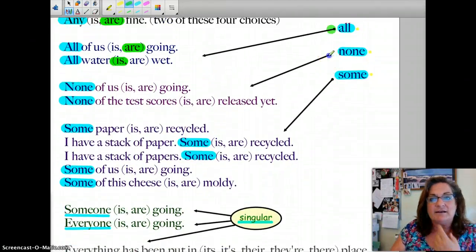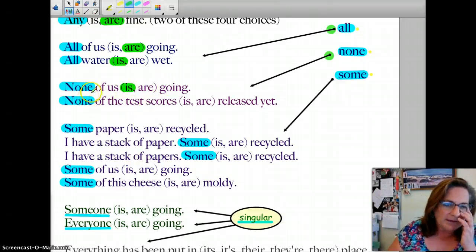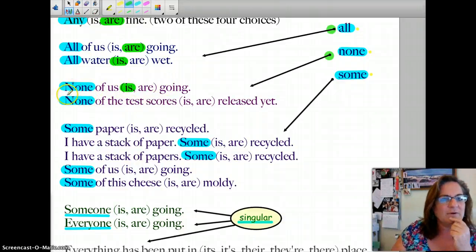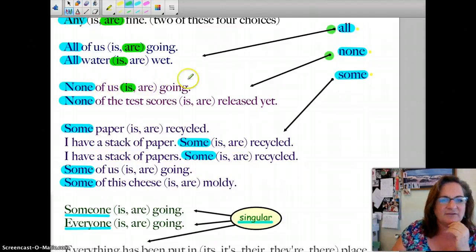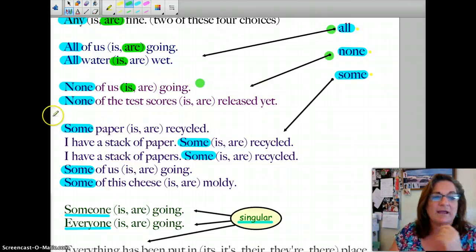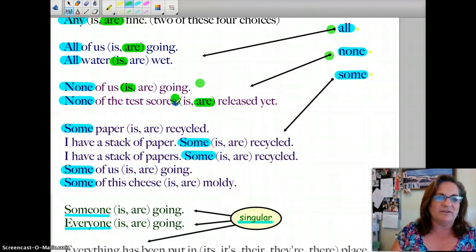Okay, and then none is yet another. There's 6 altogether. So none of us is going. None of us is going because, that's a hard one, yeah, but not one of us is going. None of us is going. That one's a little tricky, isn't it? Okay, just try to memorize it, I guess, then none of us is going. None of the test scores are released yet, right? None of the test scores. Because of that S, you go with R, yeah?